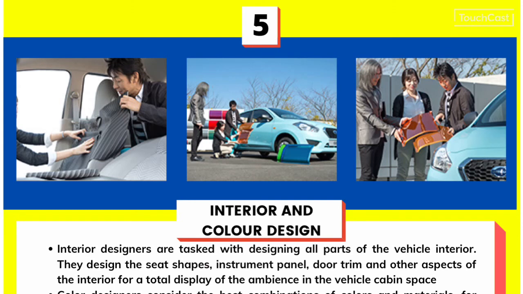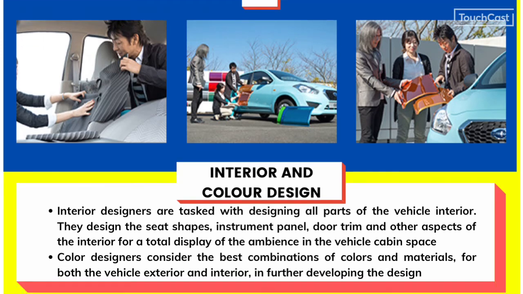The fifth process is interior and color design. Interior designers are tasked with designing all parts of the vehicle interior. They design the seat shapes, instrument panel, door trim, and other aspects of the interior for a total display of the ambience in the vehicle cabin space. Color designers consider the best combination of colors and materials for both the vehicle exterior and interior, in further developing the design.